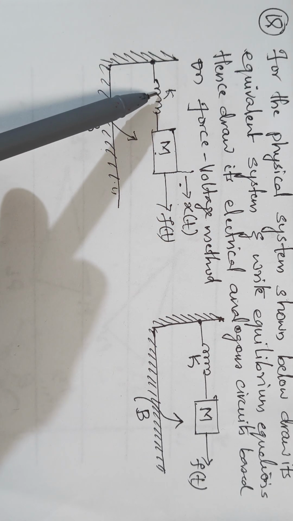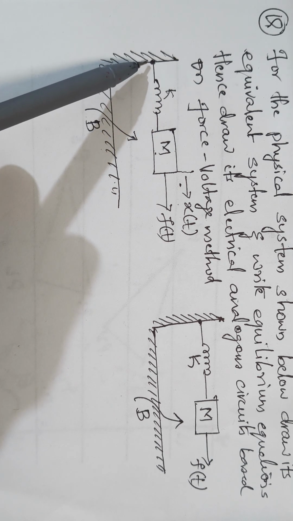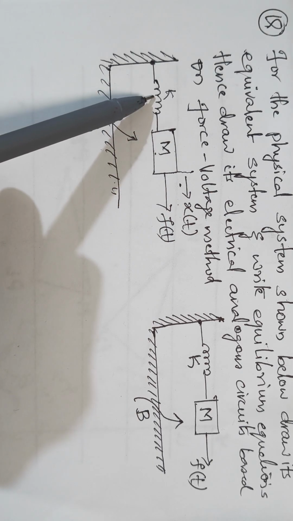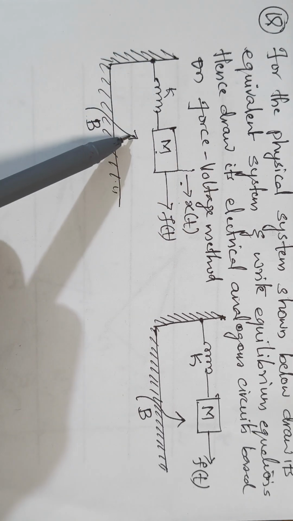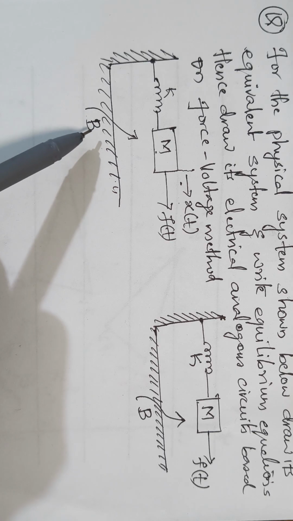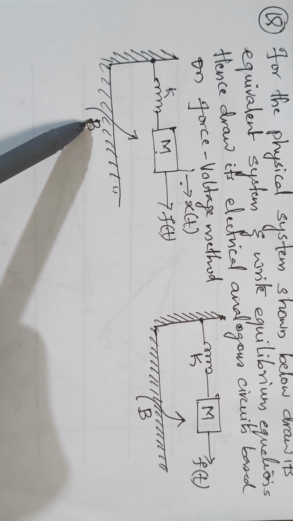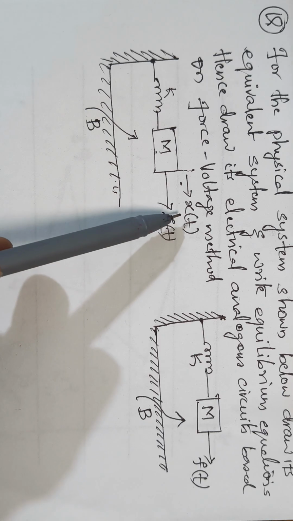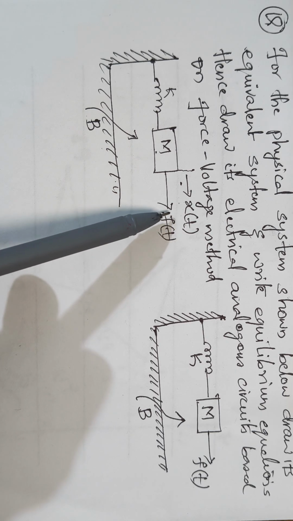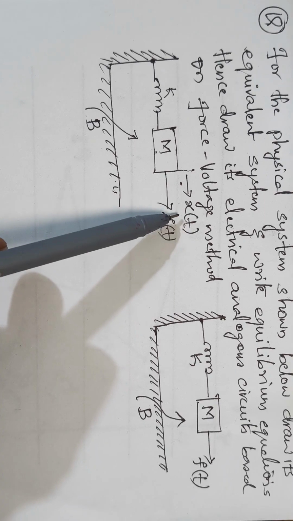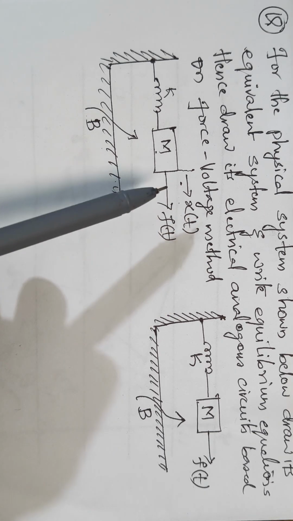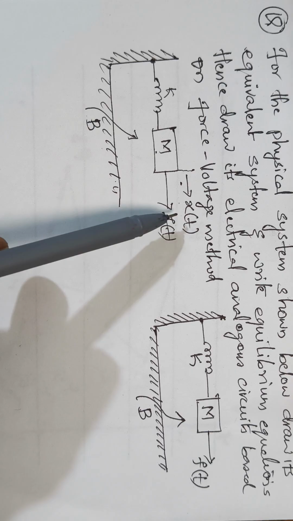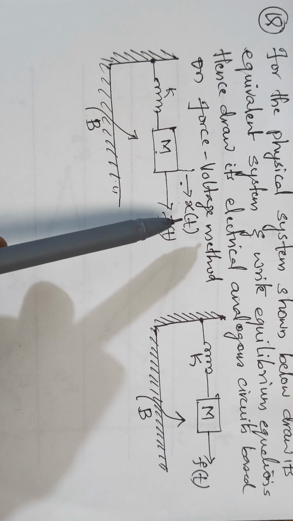Now here k is the spring which is attached to the fixed support, and also b, which is nothing but a friction, is also with respect to the fixed support, and k and b both are under the influence of the displacement x only, because here we have only one displacement, therefore these two are under the influence of the displacement x only.